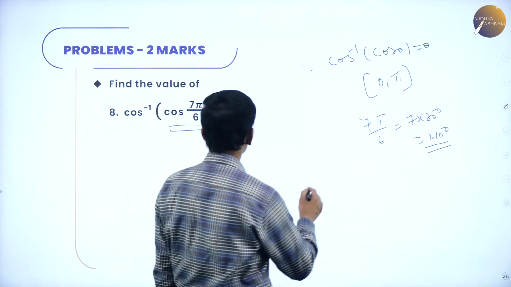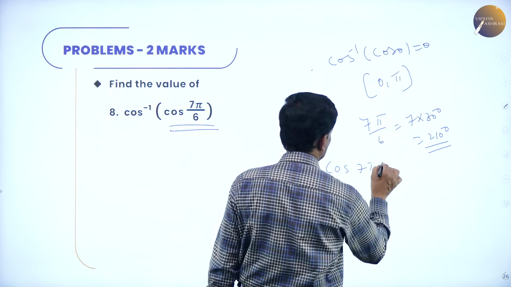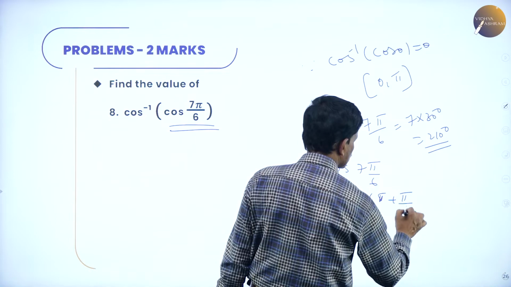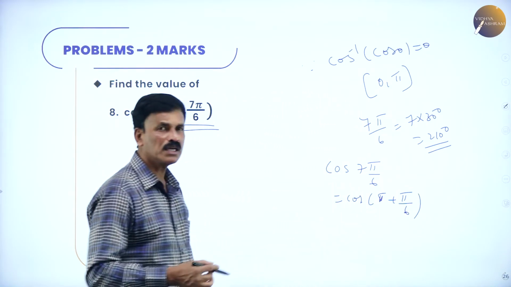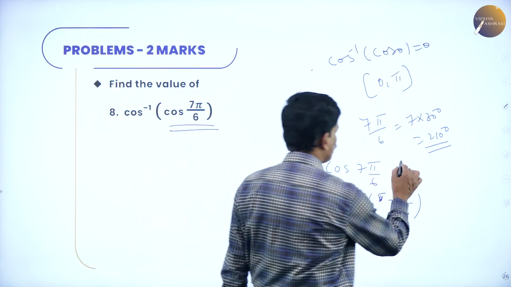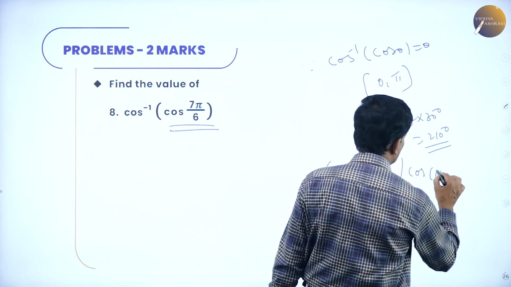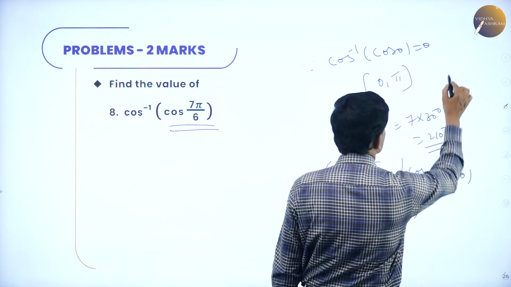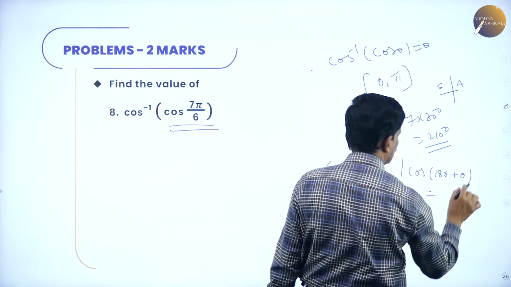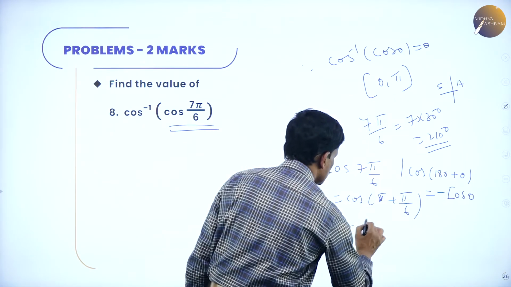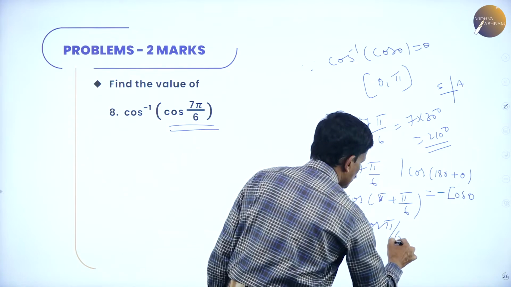Now, convert this. Cos of 7 pi by 6 can also be written as cos of pi plus pi by 6, okay? Pi plus pi by 6: 6 pi plus 1 pi is 7 pi by 6. Now, this is of the form cos of 180 plus theta. What is cos of 180 plus theta? This is in the third quadrant. In this quadrant, cos is negative, so this is minus cos theta. So, this is equal to minus cos of pi by 6.